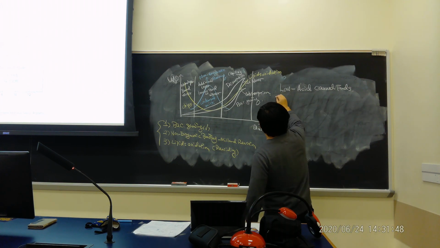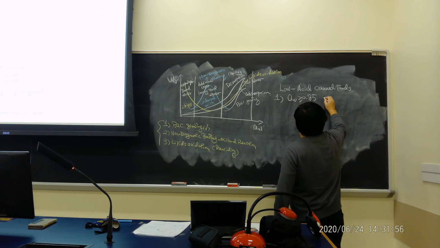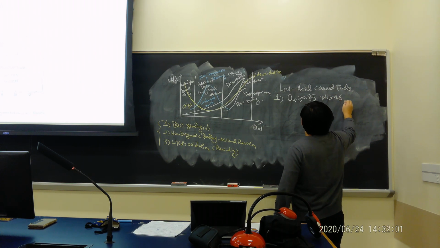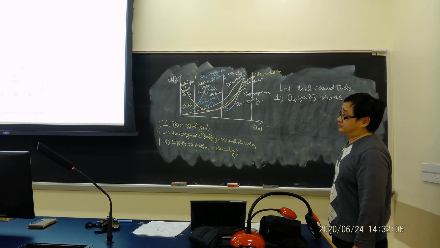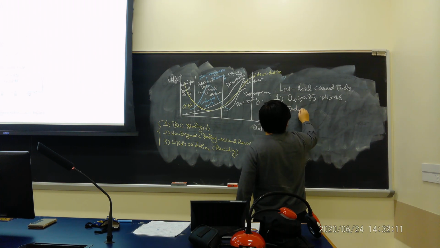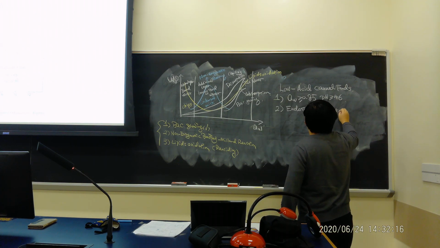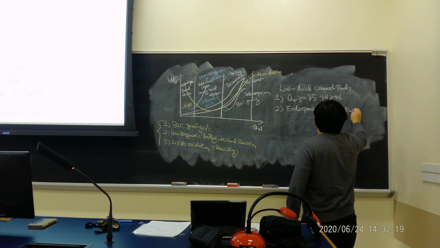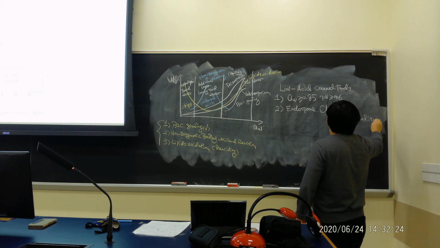Okay, what is their condition? Water activity more than 0.85, pH more than 4.6. This is low acid canned food. Why do we care about this? Because of endospores caused by Clostridium. Typical Clostridium botulinum.